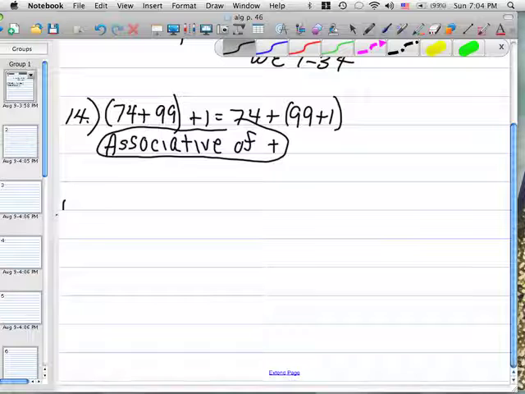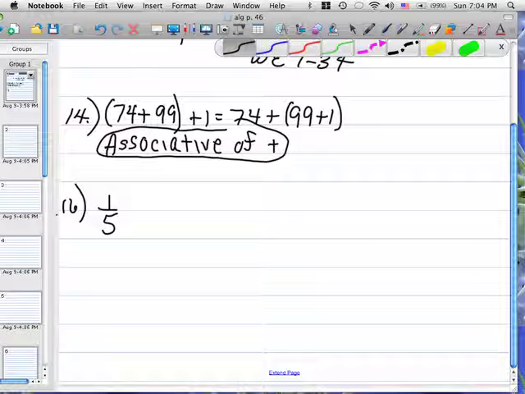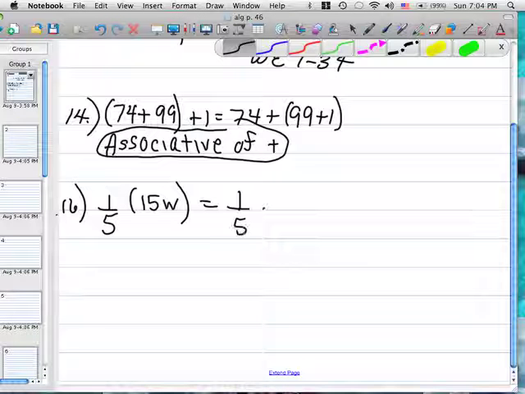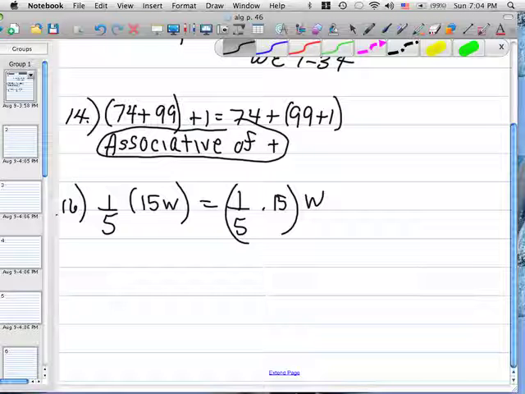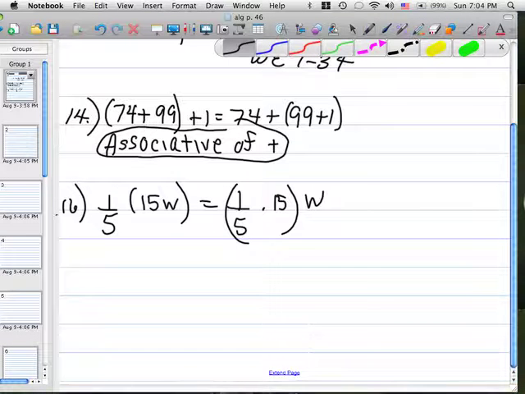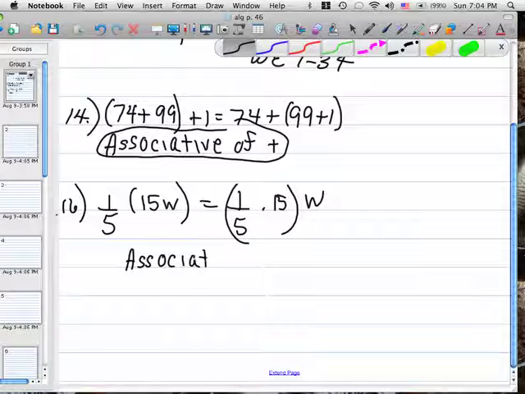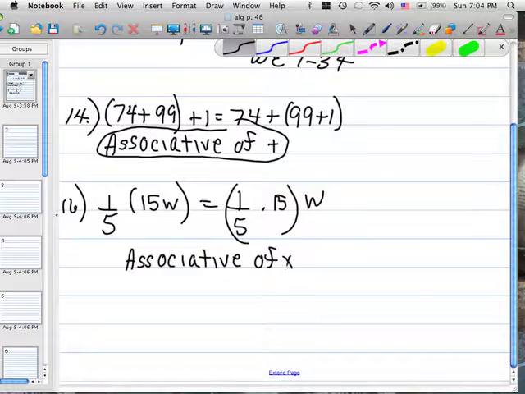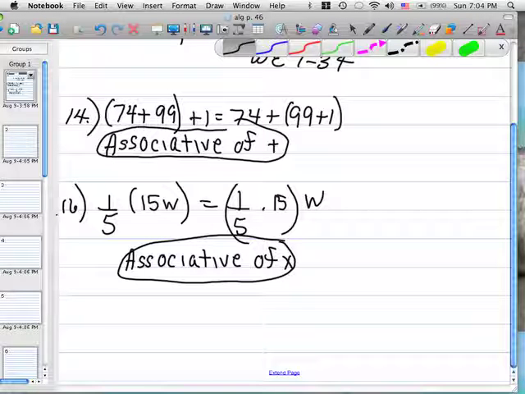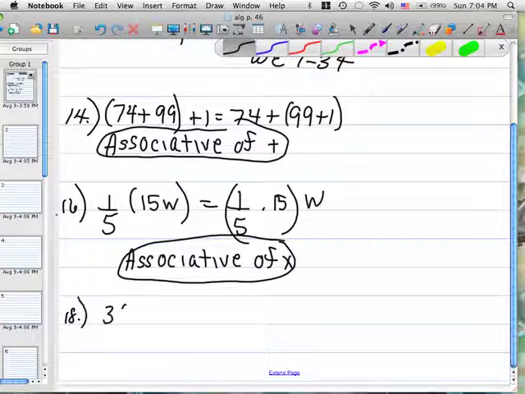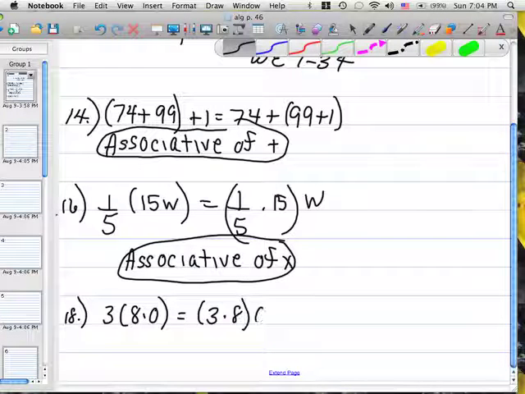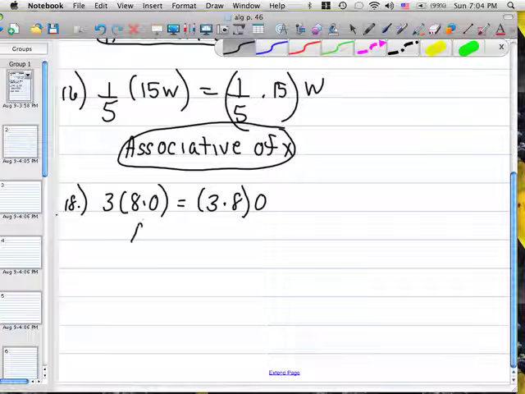Problem number 16, look at it in your book, I'll copy it here also. 1/5 of 15W is equal to 1/5 times 15 in parentheses W. Again, the order is exactly the same on the left and the right, but the parentheses have changed their position. So again, this is the associative property, but this time of multiplication. Number 18, we have 3 times the quantity 8 times 0 equals the quantity 3 times 8 times 0. Again, switching the parentheses, associative of multiplication.